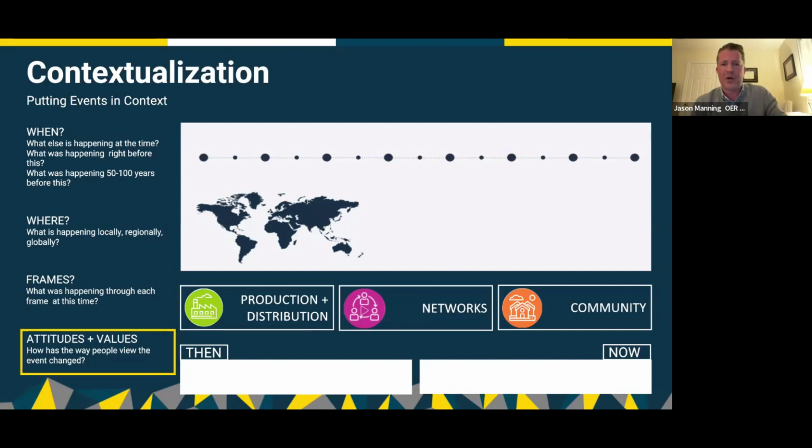And also the attitudes and values. How has the way people viewed the event changed over time? That identifies one of the problems we recognized in the beginning. It's very hard for kids to see things not in present terms, like what is happening now. How do we evaluate events in the past and avoid that presentism?